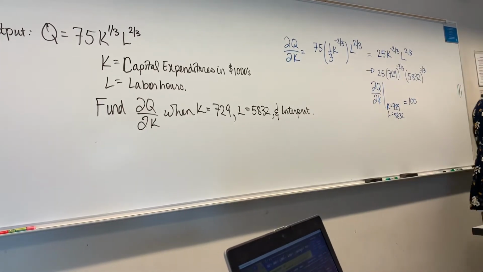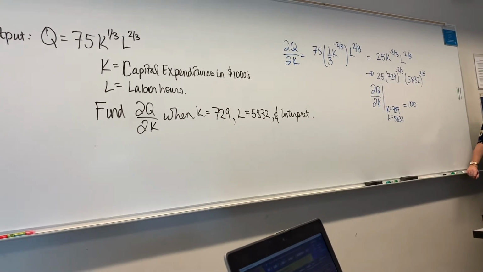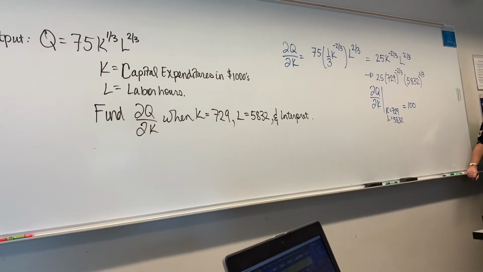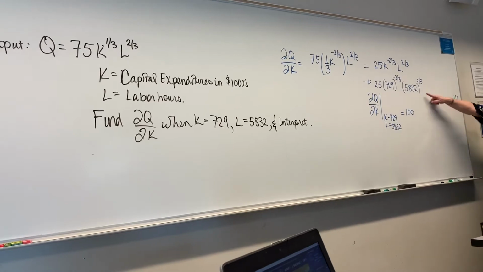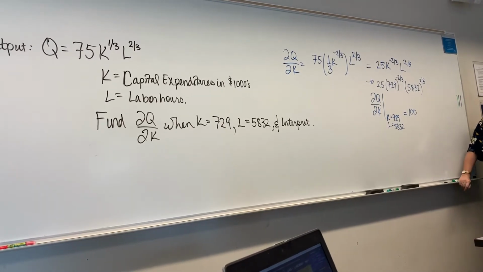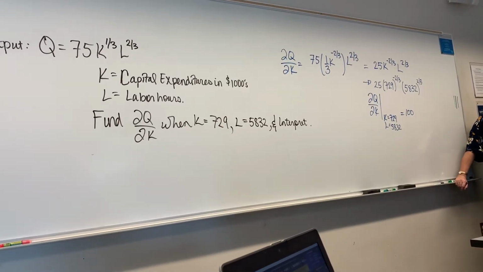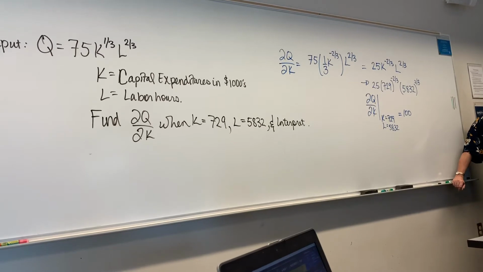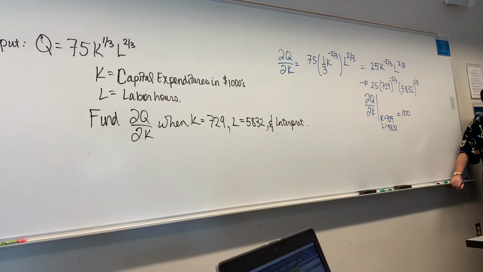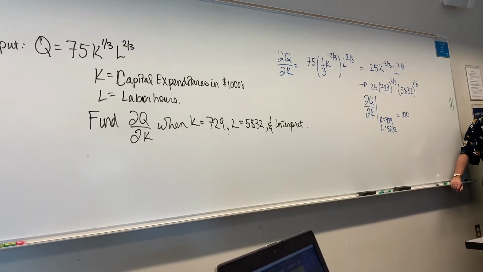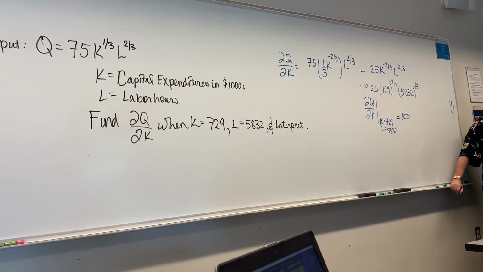So what does that mean? That would go from 729,000 to 730,000 in capital expenditures, and you're holding your labor constant at 5,832 hours. That matters. Fixed costs are constant. Your output increases by how much? Yeah, so that extra $1,000 at that precise level gives you an extra 100 units of output. Give or take. Does that make sense?